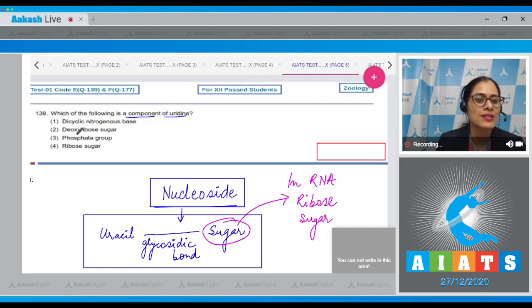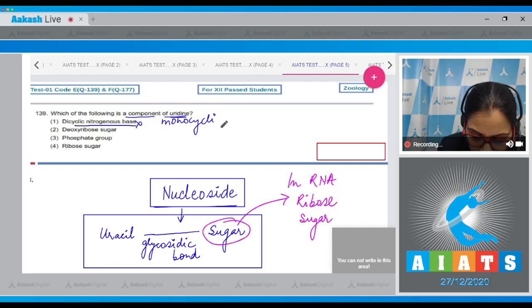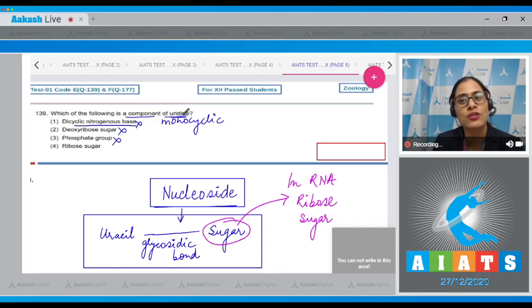So the very first option, dicyclic nitrogenous base, is incorrect because uracil in uridine is a monocyclic nitrogenous base. The second option is deoxyribose. This is incorrect. It is a component of DNA. Third option is phosphate group. This is incorrect because uridine with a phosphate group, which is joined by an ester bond, forms a nucleotide. The fourth option is ribose sugar, and this is a correct answer to our question. Let's proceed to the next question.